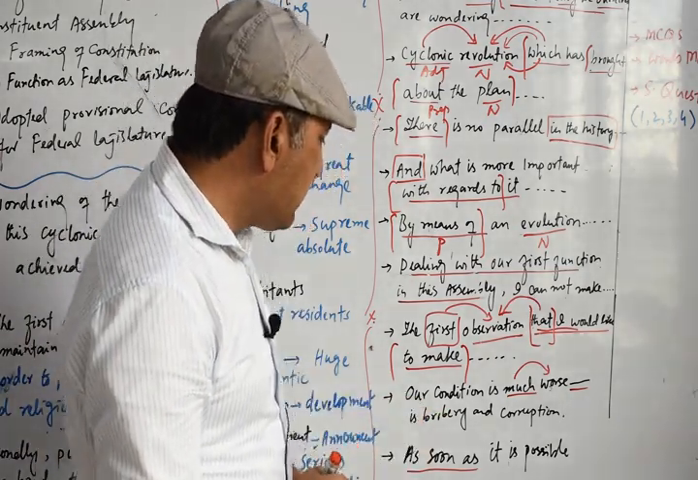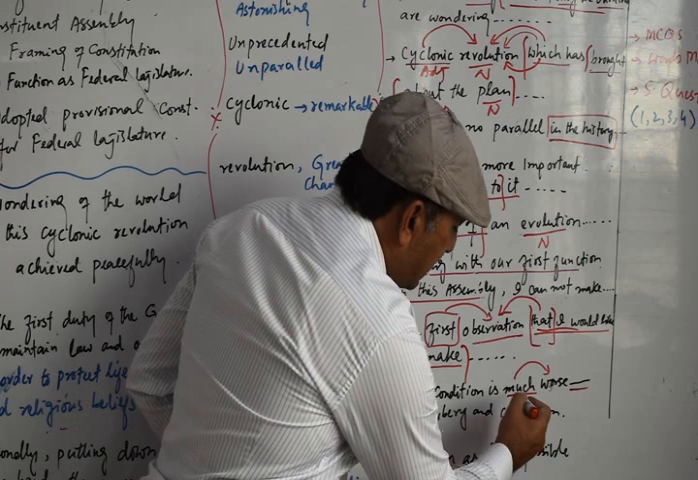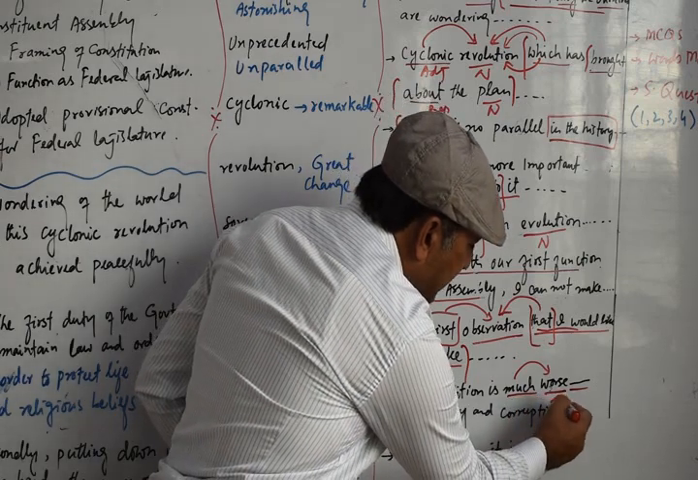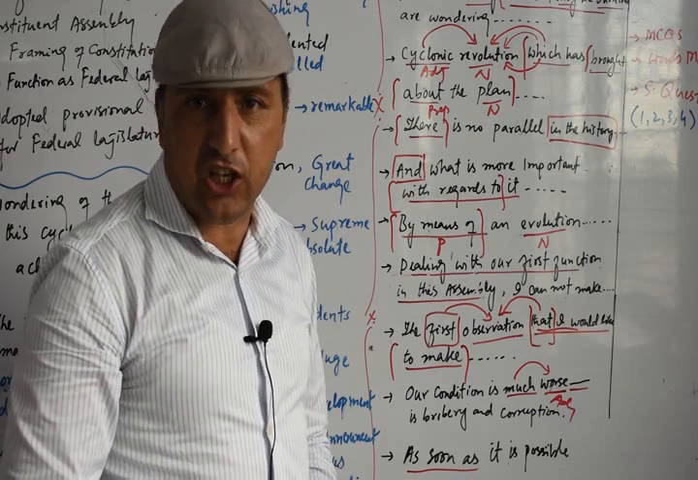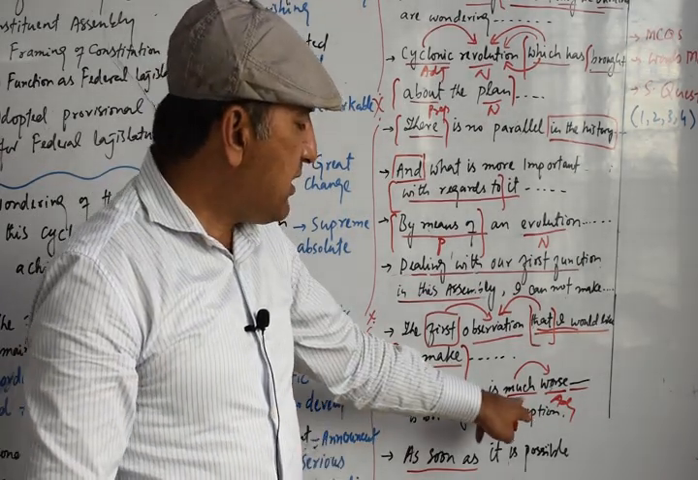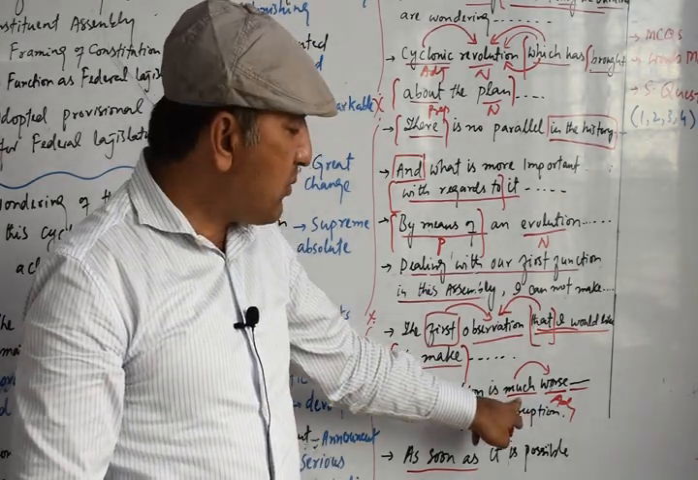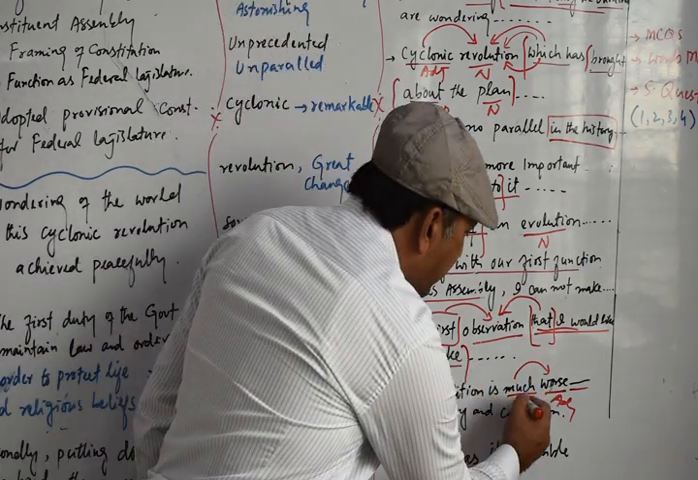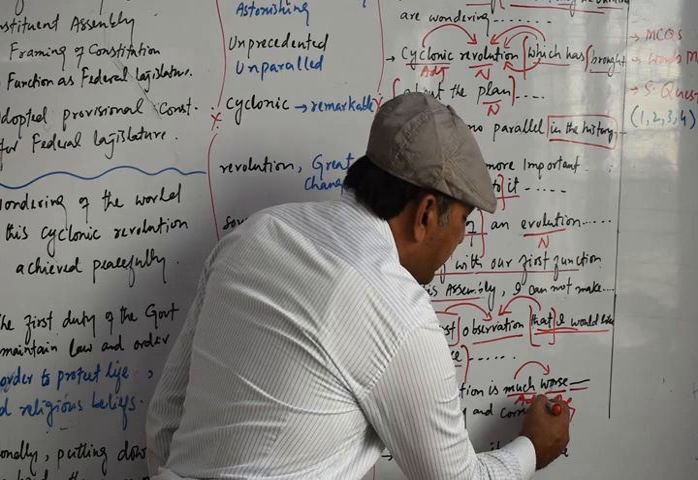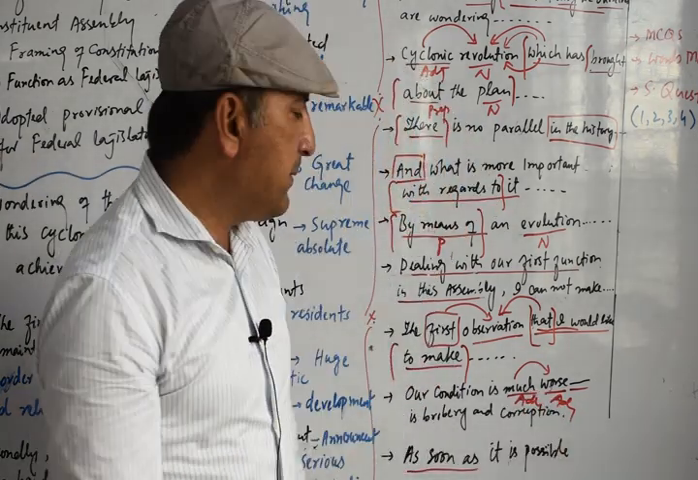Or condition is much worse. Now you see worse is basically an adjective. And much tells us about the word worse, an adjective. So this much is an adverb. Any word which tells us about an adjective, we call it an adverb. So much is an adverb of degree. We call it adverb of degree.